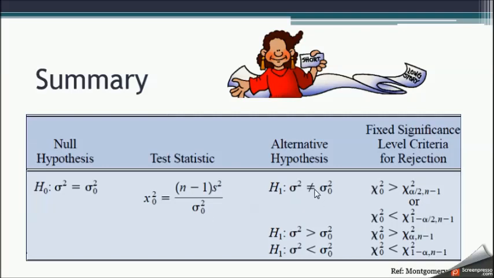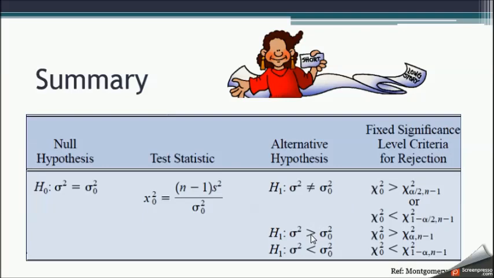So in case of two-sided, we are going to reject the null hypothesis if chi-naught square is larger than the critical value to the right or less than the critical value to the left. So here we have alpha over 2 to the right, and here we have alpha over 2 to the left side. But in case we don't have this relation, or chi-naught square falls into the acceptance region, we are going to fail to reject the null.